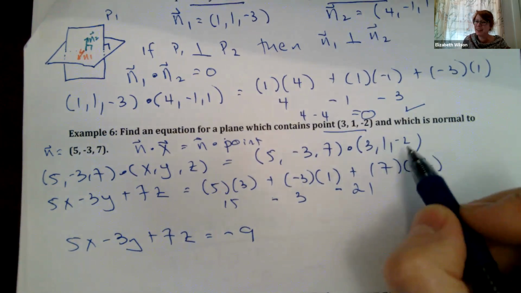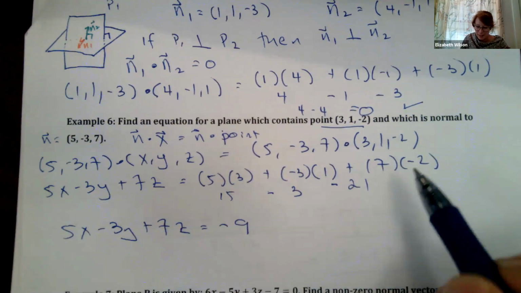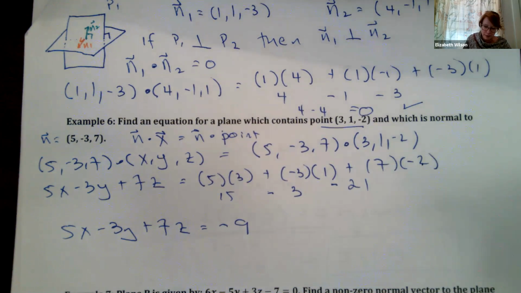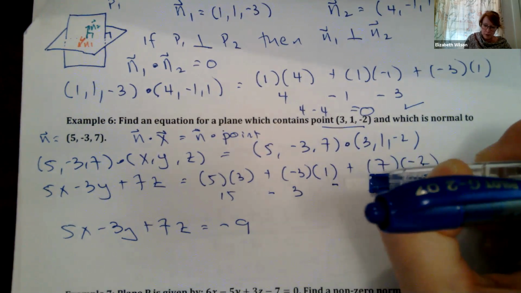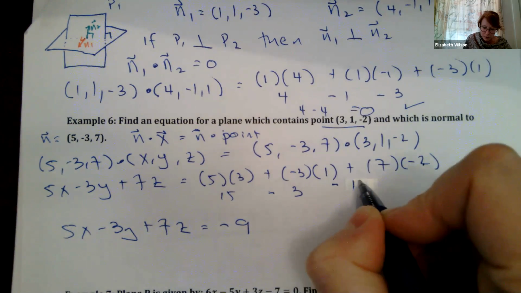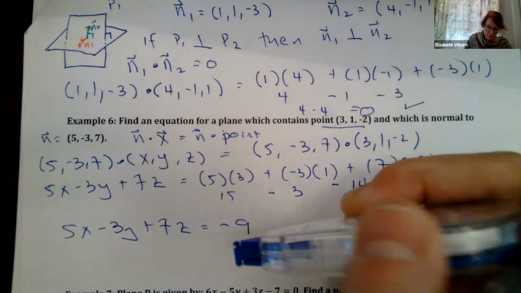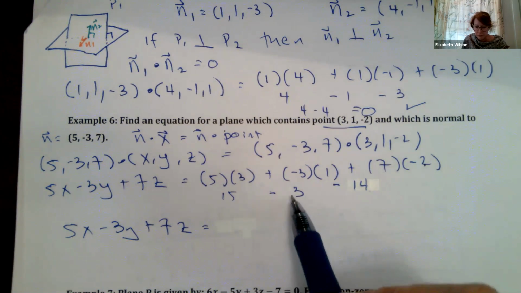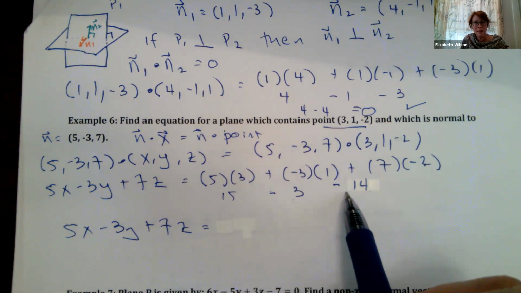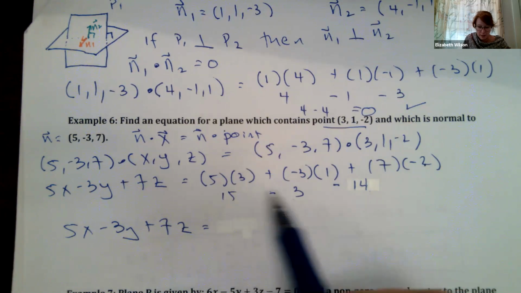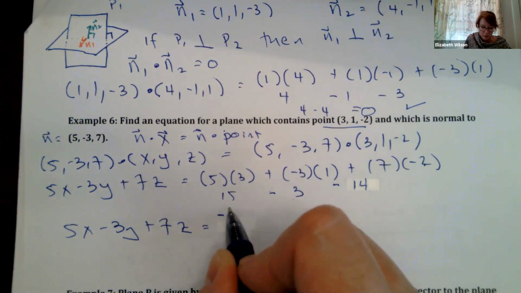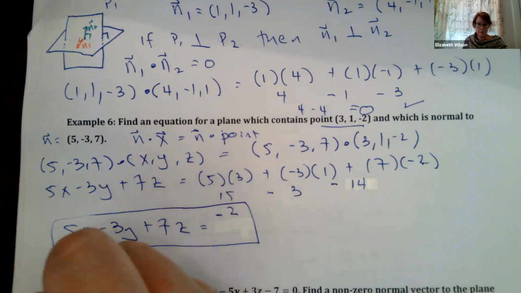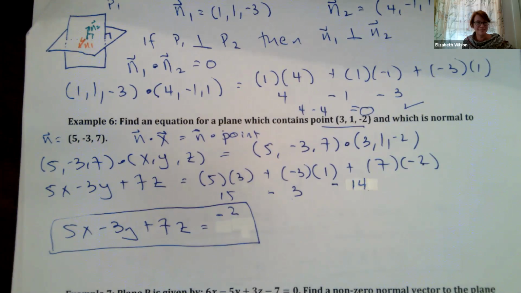Oh, I see my problem here. I did 7 times 3, but it's 7 times 2. I was wondering why that was off. Okay, so I made a typo. This is a minus 14 here. So that's why this is here. Okay, so minus 3, minus 14, that's minus 17. 15 minus 17 is minus 2. So here's our equation. Good, it's good to check the math.